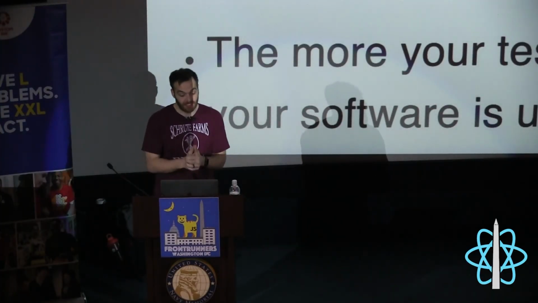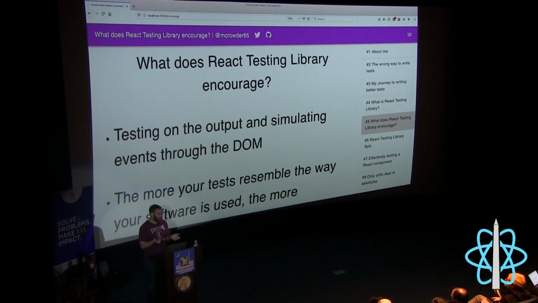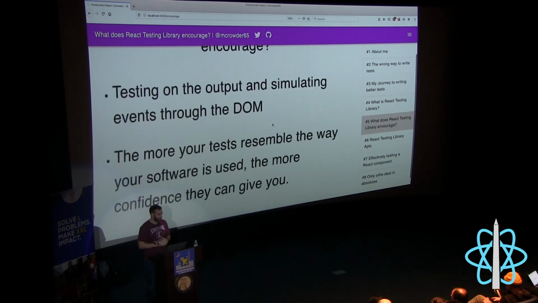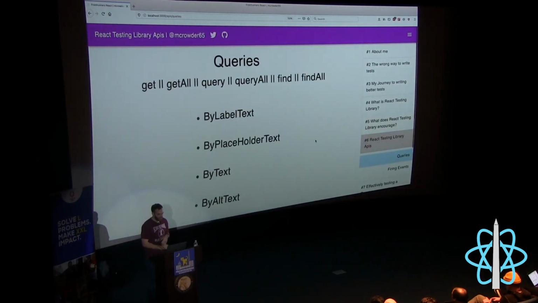Basically you want to test on the output, and then you want to simulate events through the DOM. The whole thing is you want your tests to resemble the way your software is used, and that can give you more confidence. Do you really think your users care if you're using Redux? No. Do they? Well, yeah, maybe they do. I don't know. No, I do know they don't care. And they don't care if you're using local state. It doesn't matter, right? You have this DOM representation, so act on the DOM, don't act on the components. So let's look at a couple of the APIs.